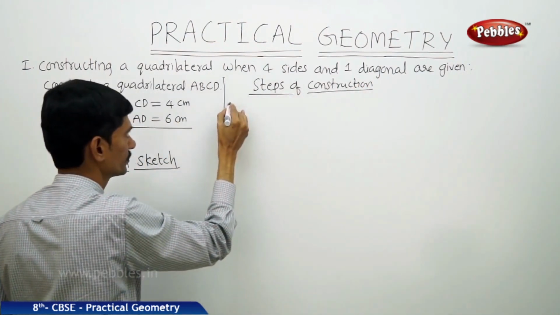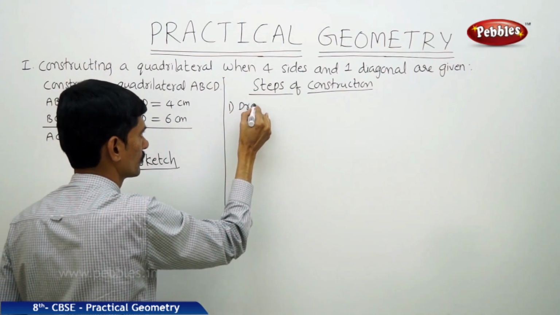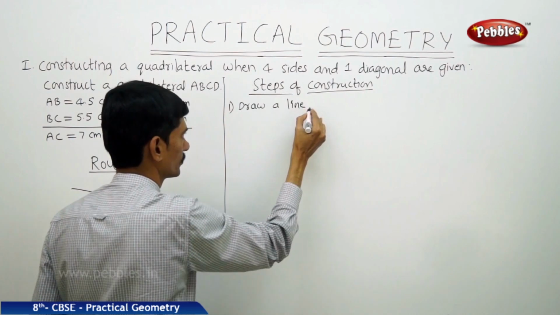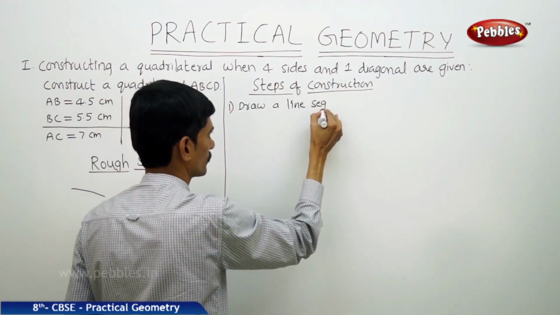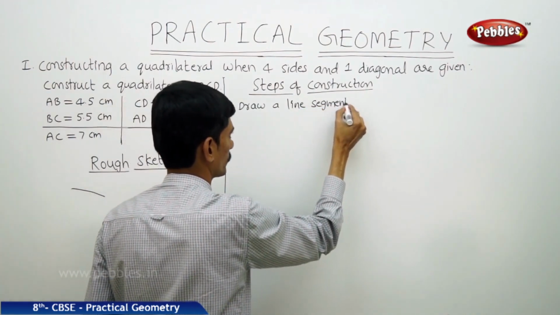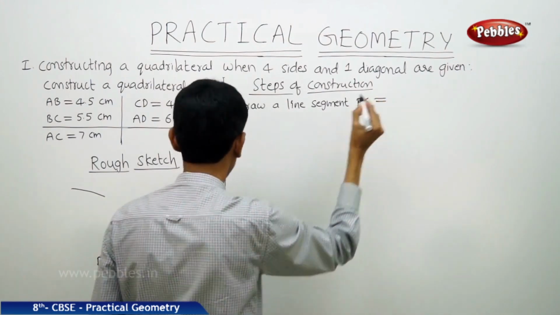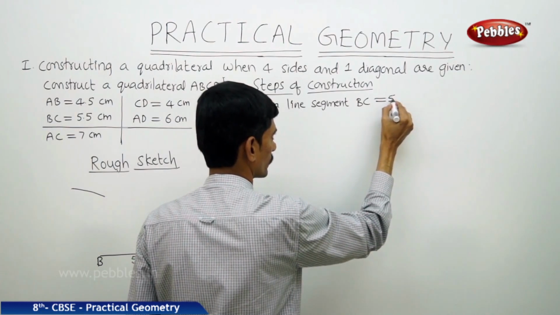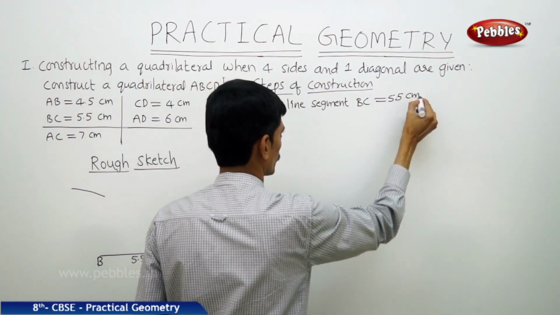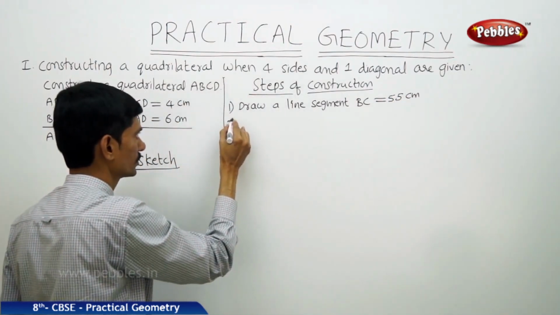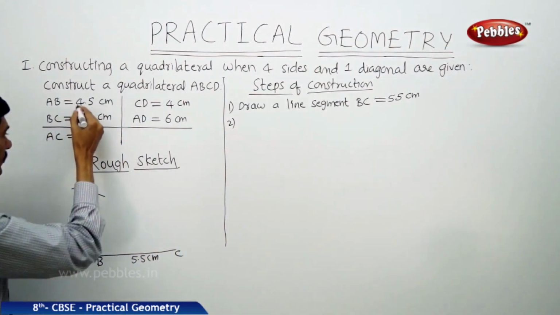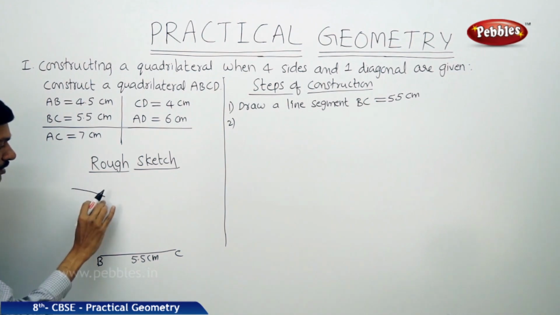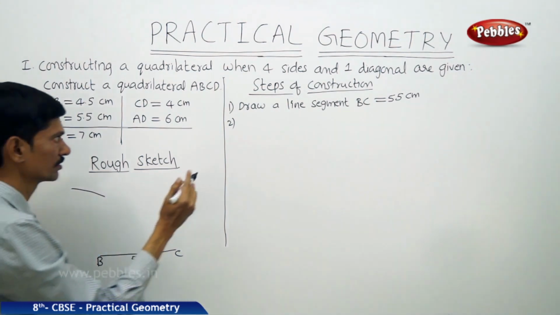So the first step is draw a line segment BC equals 5.5 centimeters. Now the second step, as AB is 4.5 centimeters, take B as center and 4.5 centimeters radius, draw an arc.